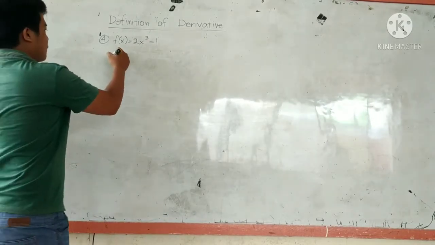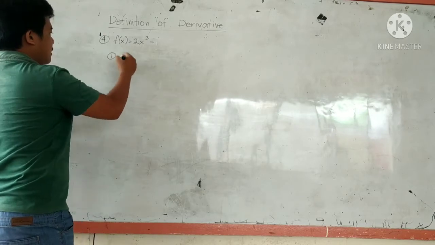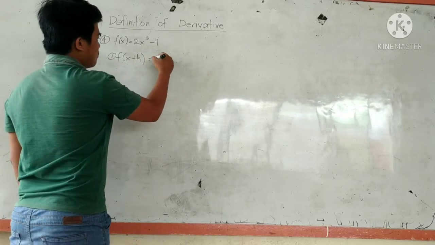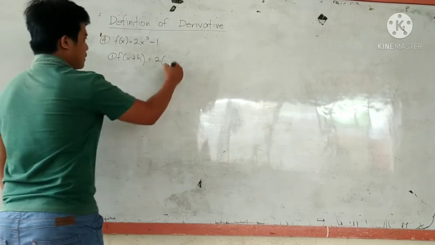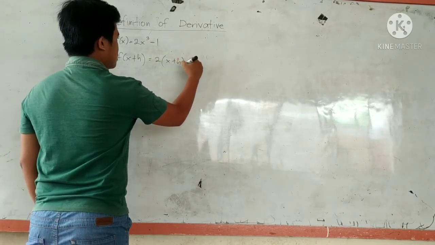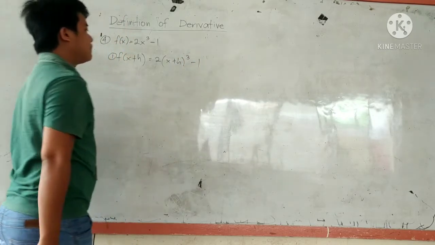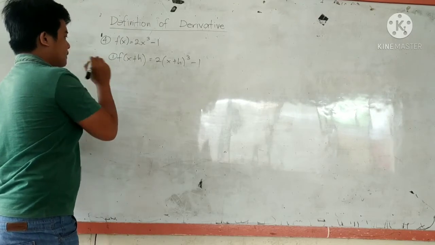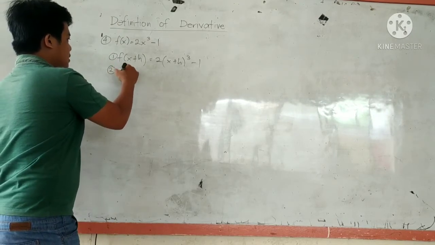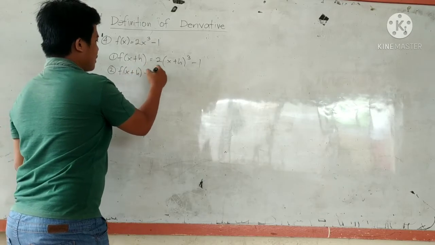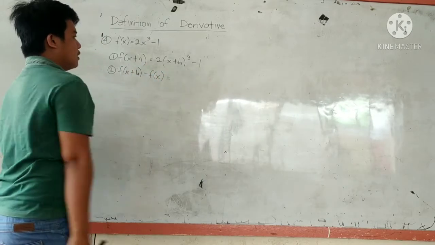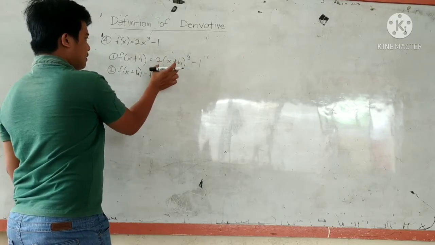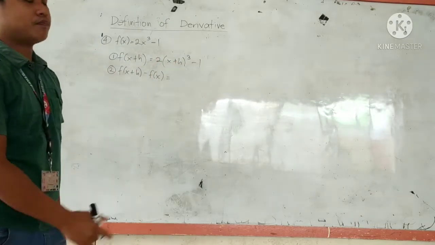Okay, so let's start. So in our first step, we're going to evaluate f of x plus h. So it would be 2 times x plus h cubed minus 1. Okay. So the second step, we are going to subtract our original function. Okay, so we can actually expand x plus h cubed.